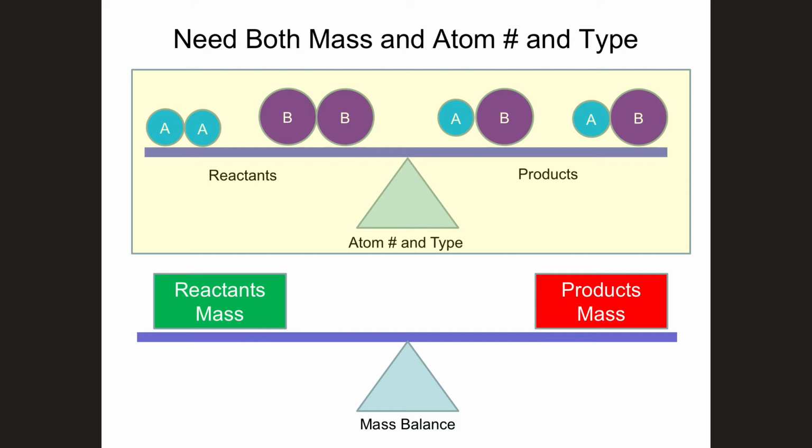Now here's a key concept to take away. If we balance the atom number and type for each element, which is represented by this yellow box here, then by definition we always will get this result. The masses will always be the same because we have the same number of atoms, their size, and we have that on both sides, so the mass will automatically fall out of balancing the number and type of each atom.